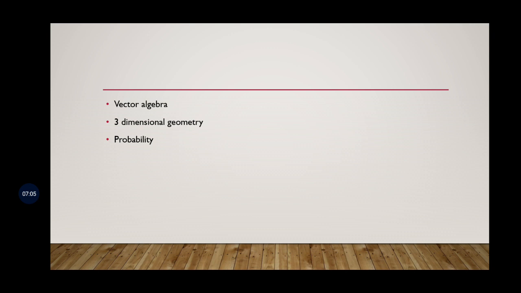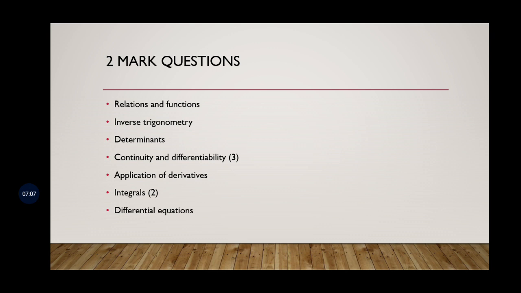Next, going to the 2 mark questions. 2 marks are very easy. So relations and functions, of course, we need to find out whether it is associative, commutative. That would be, according to me, the compulsory questions. Then inverse trigonometry, of course, it would be finding out the principal value, or they will give us a set like sin inverse half plus cos inverse half and finding out the value of it. Then from determinants, we need to find out the area of a triangle. That is a compulsory question.